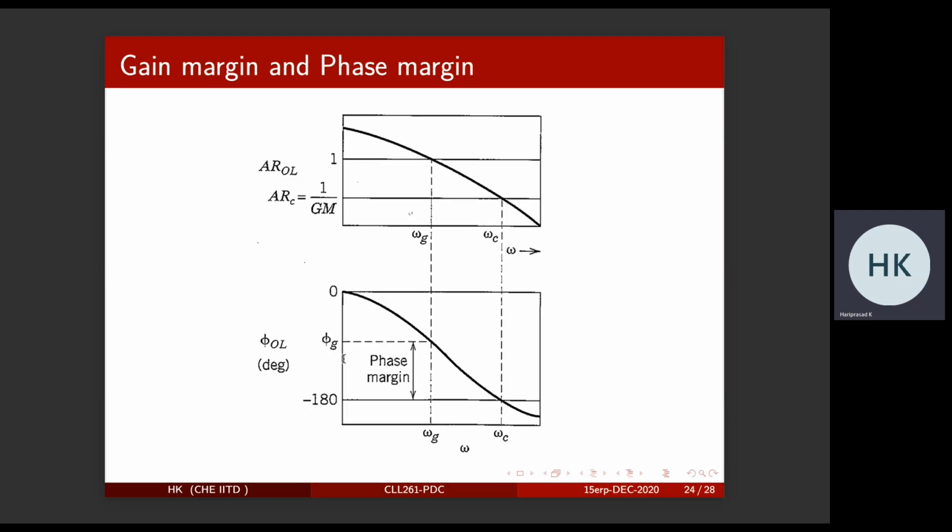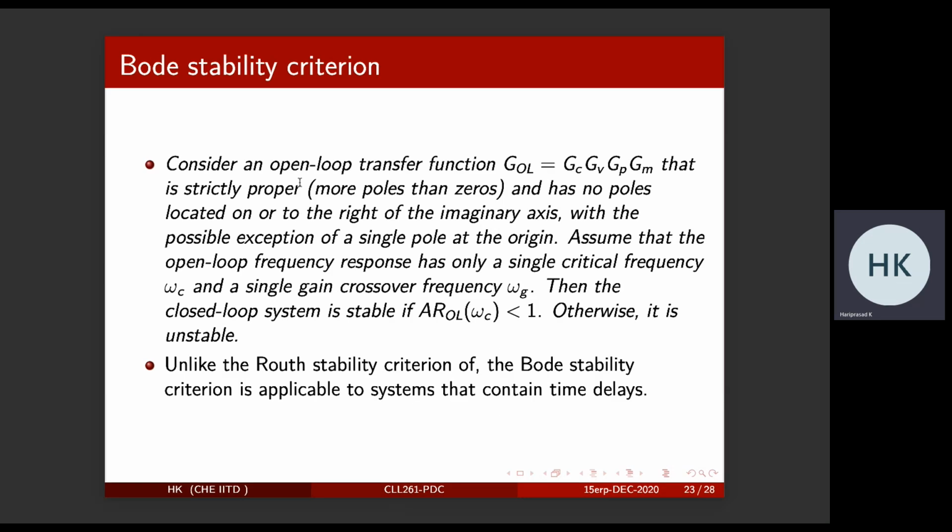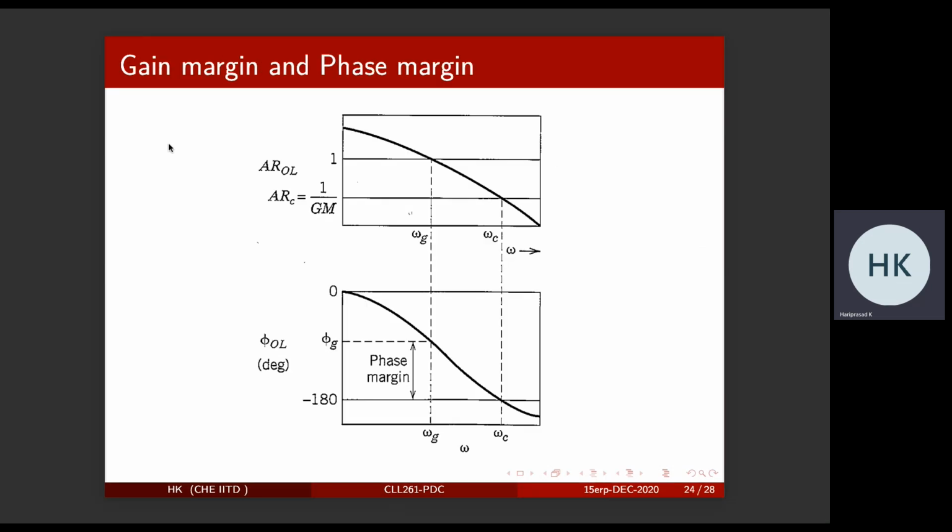So now let's look at it graphically, how it looks. Based on this stability, how far you are from instability, how safe you are in the stability region, is characterized by two parameters called gain margin and phase margin. So how do we calculate the gain margin?